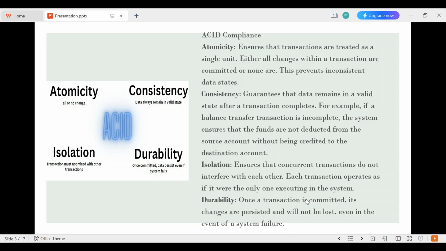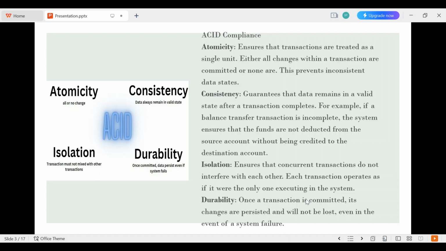Isolation ensures that concurrent transactions do not interfere with each other. Each transaction operates as if it were the only execution in the system. If parallel transactions are happening, they will not disturb or affect each other. That facility is available.